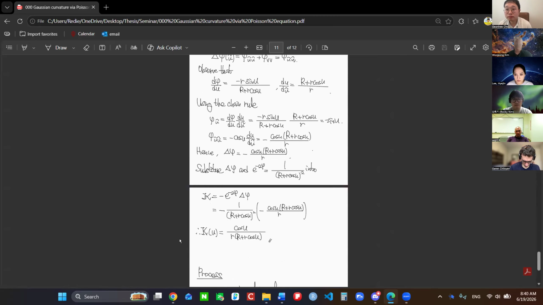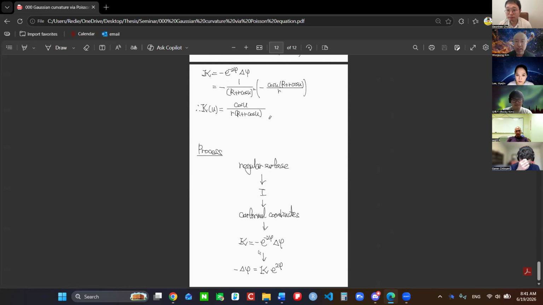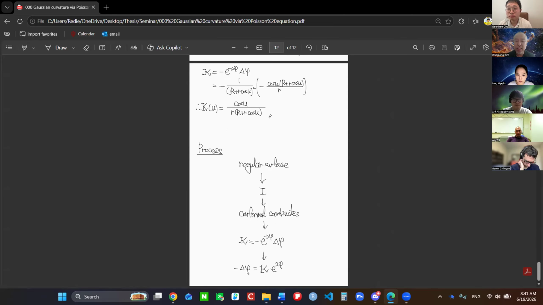If the coordinate system was orthogonal and conformal, then it'll be no problem. But if it's not conformal, then we need to make it conformal. And so we can express Gaussian curvature in a Poisson equation. So that's what I learned. And what was the second question?